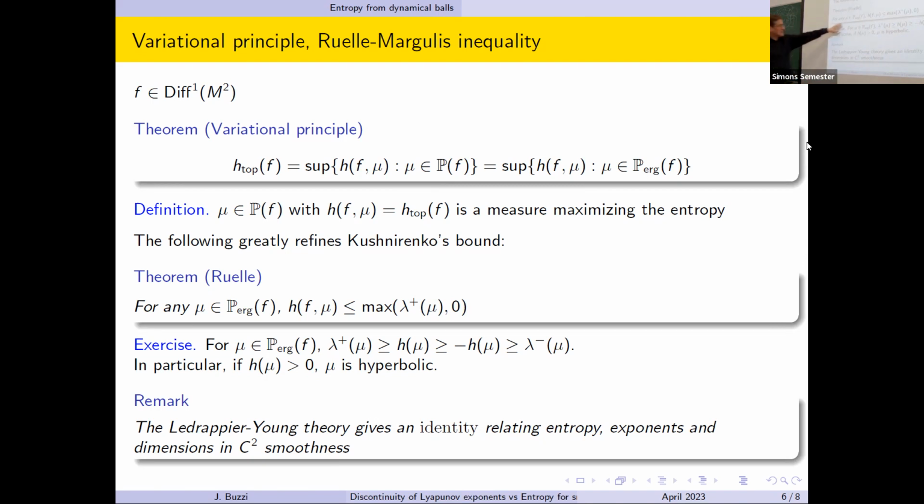But for us, what will be fundamental is this easy consequence, maybe first observed by Katok, that in dimension two invertible systems, positive entropy implies hyperbolicity in the sense of Pesin.